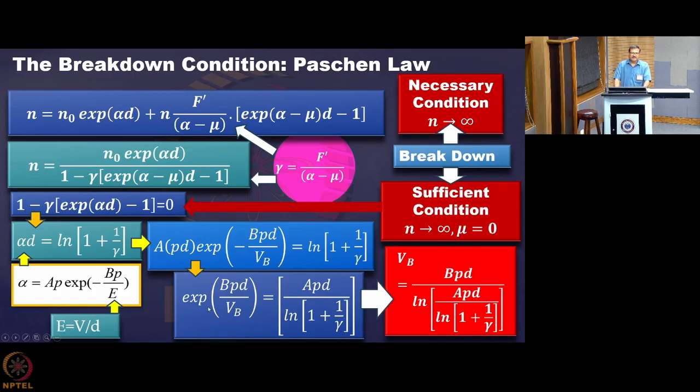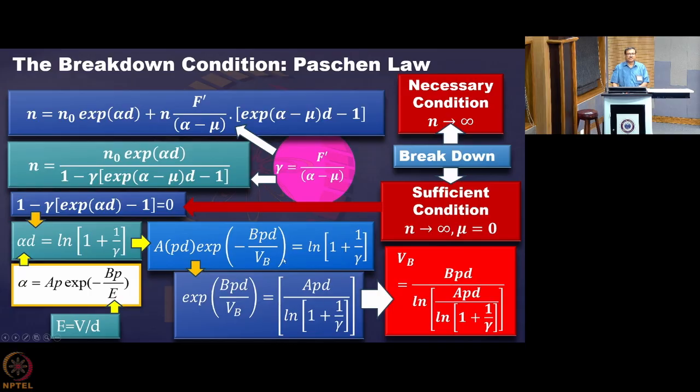So what we are getting, you can just take the ratio, and you can easily find out that VB is equal to, you have to take log of both the sides, then BPD divided by log of APD by log of 1 plus 1 by gamma. So this is the breakdown voltage that you will require for a gas at pressure P, and the properties of the gas are already contained within this gamma and the coefficients A and B.